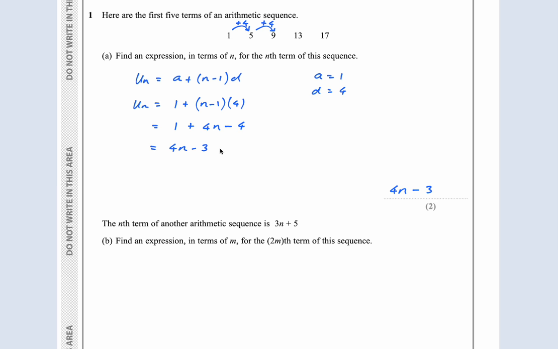So both methods are perfectly fine. This is obviously way quicker. If it's super easy like this, yeah, I'd go with that method. But the formula method will always work.